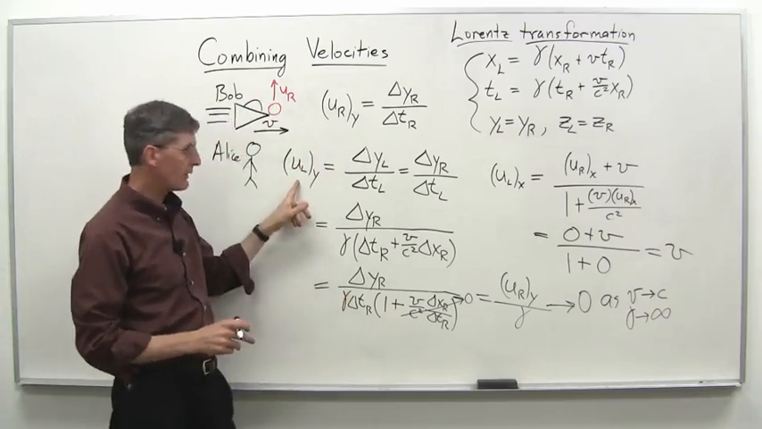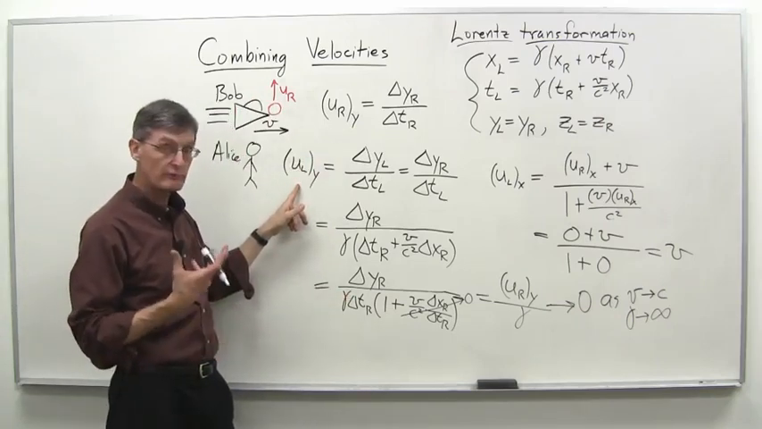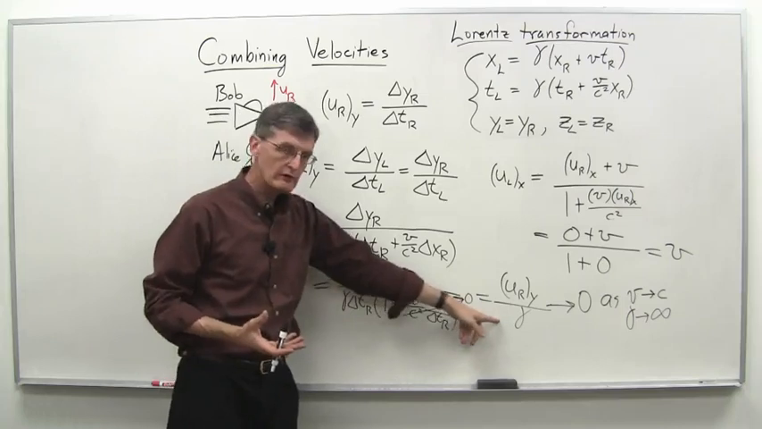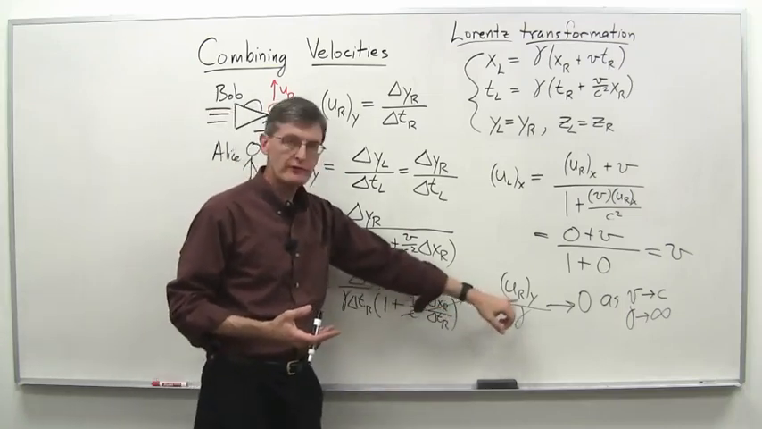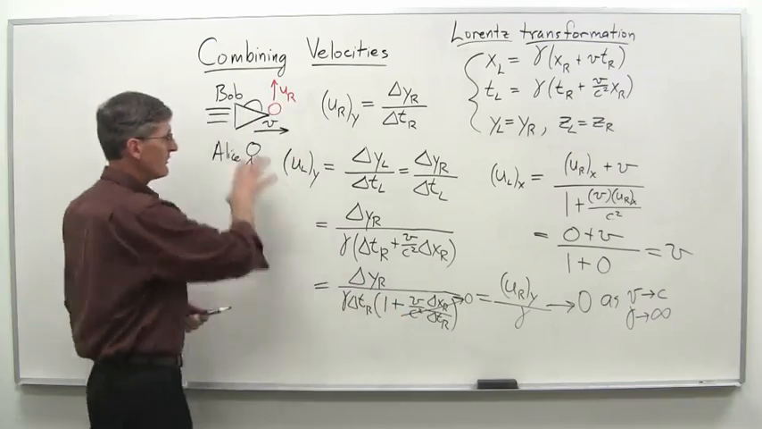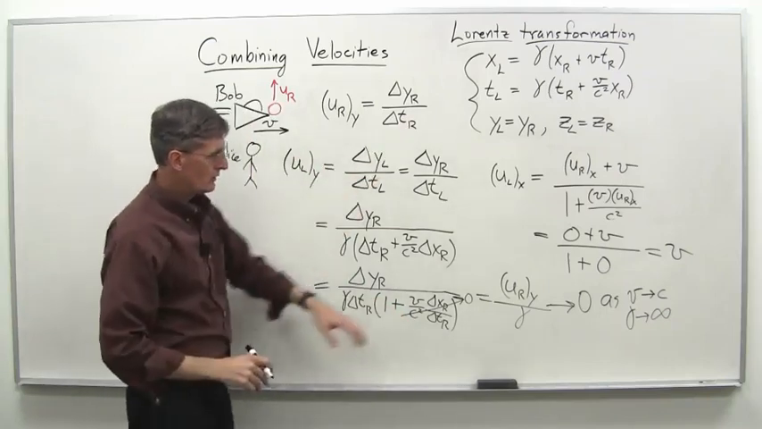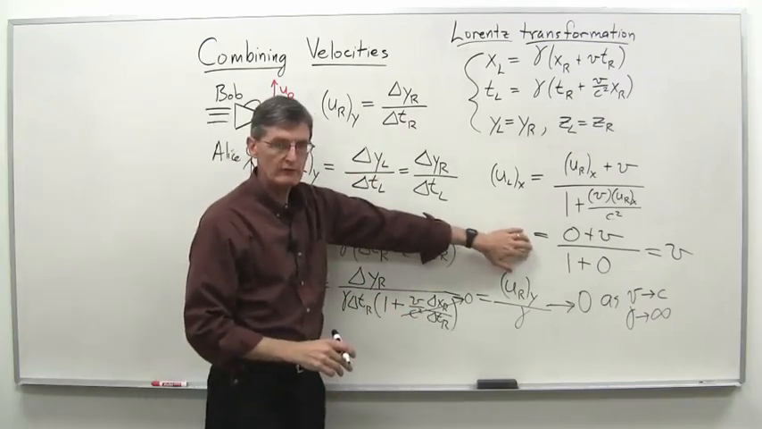This is Alice's upward velocity in the y direction that she's observing. If gamma is very large, if Bob's velocity is very close to the speed of light, this whole thing goes to 0. And all she sees is the sideways motion from the x direction, v.